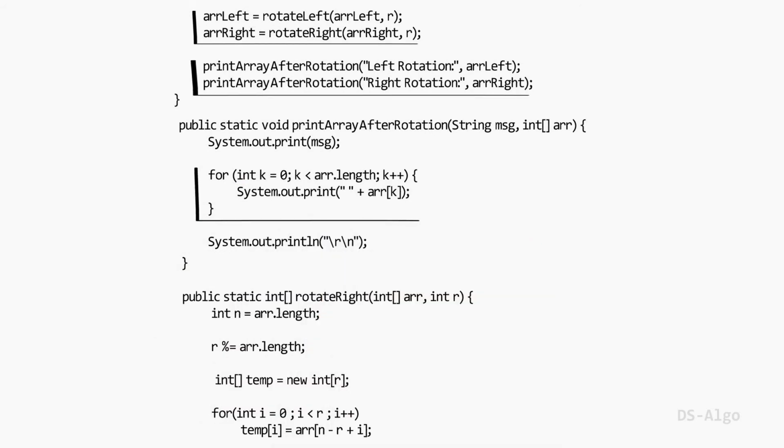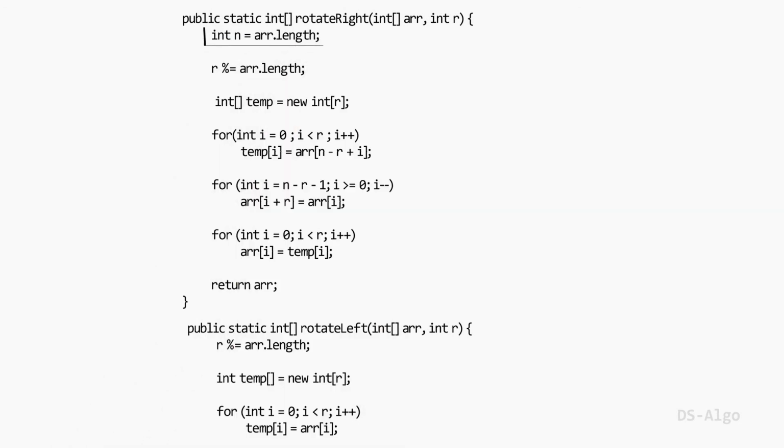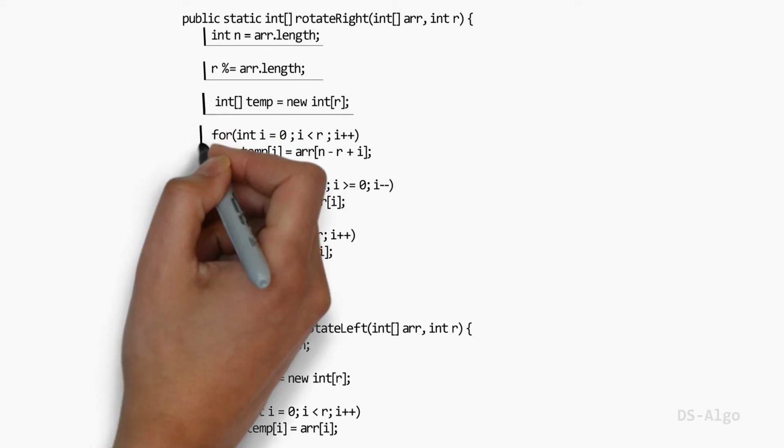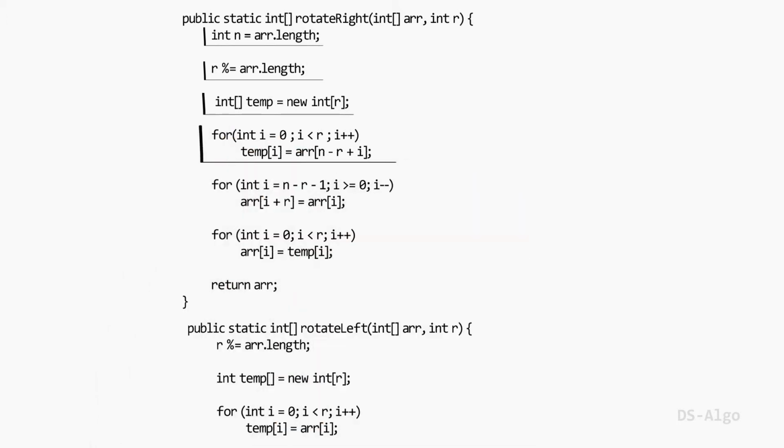Now let's look at the actual implementation for right rotation. Initialize the n variable with the given array size. This is used to handle the case where the rotation count is greater than or equal to the array length, such that it speeds up the rotation. Declare the temporary array of size rotation count. This for loop initializes the temporary array with the last r elements of the given array. This for loop shifts the remaining n-r elements of the given array towards its right by r position. This for loop stores the elements of the temporary array in the given array.